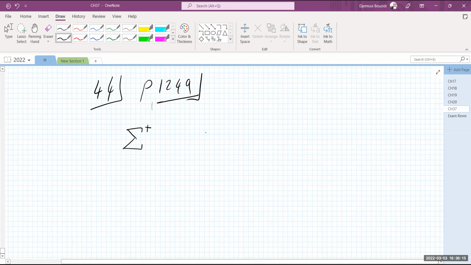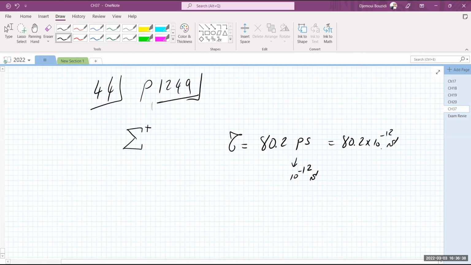But the key thing in here is its lifetime tau, which we usually use the letter tau for, is 80.2 picosecond, and pico is 10 to the negative 12. Okay, so this is its lifetime, 8.2 times 10 to the power negative 12 seconds. Extremely short lifetime. The physicists measure that the mean lifetime is to be 403 picoseconds. So in the lab, the physicist measures it to be 403 picoseconds. Okay.